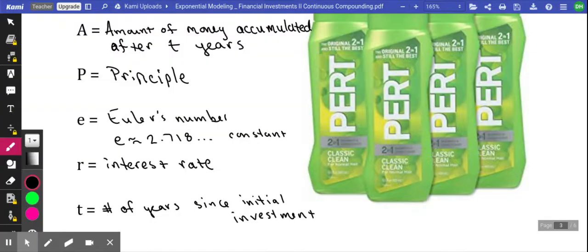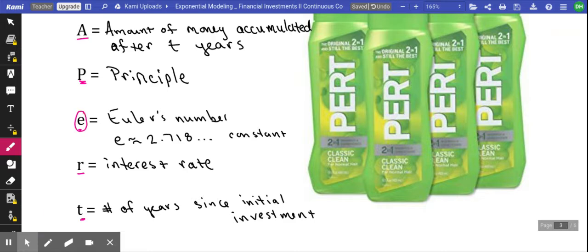Now, it looks like there's 5 variables again, doesn't there? You look at the list, you're thinking, okay, I got an A, a P, an E, an R, a T. It looks like there's 5 variables. But remember, E is a constant. It's not a variable. So when you look at this list, there's actually only 4 variables in play now. So what's going to happen is they're going to give us enough information to fill in 3 of them, and then there's going to be 1 left over for us to solve for. A lot of times we're solving for either A or T.